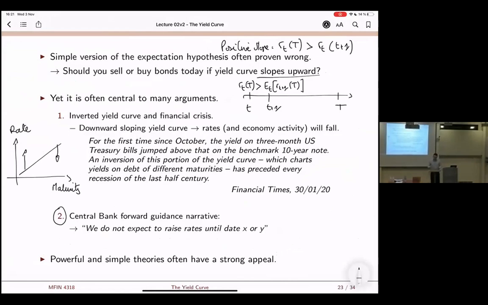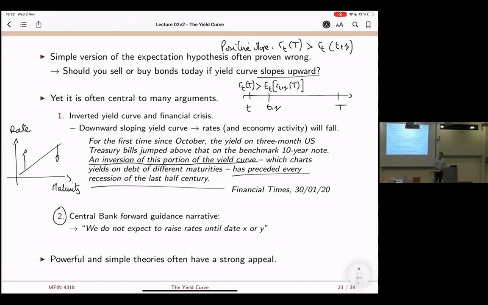Now, what this article is telling you is that an inversion of this yield curve has preceded every recession of the last half century, right? So what we saw informally on this graph turns out to be a pretty good predictor of financial crisis. Okay. Now, how can you explain this pattern if you think about the expectation hypothesis?